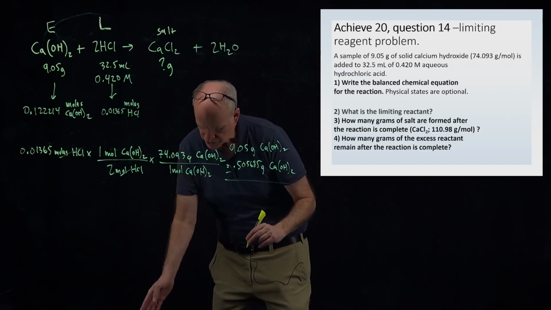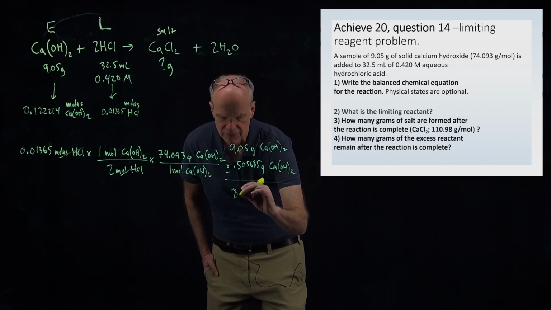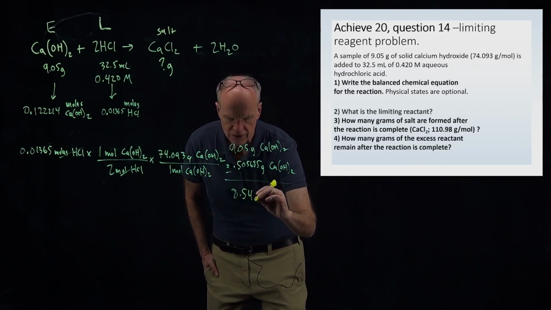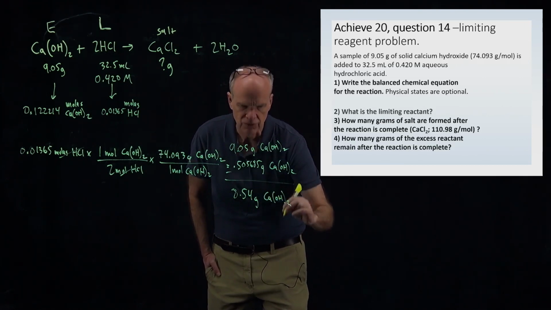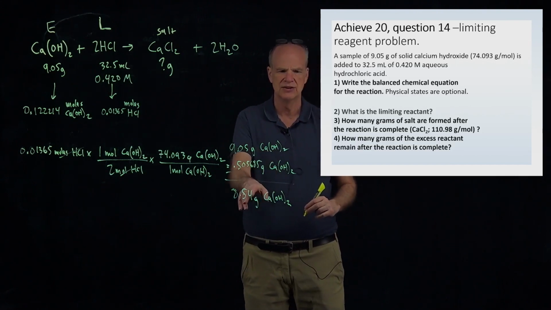So if you do the subtraction here, I got 8.54 grams of calcium hydroxide. And that is what is left unreacted in this problem.